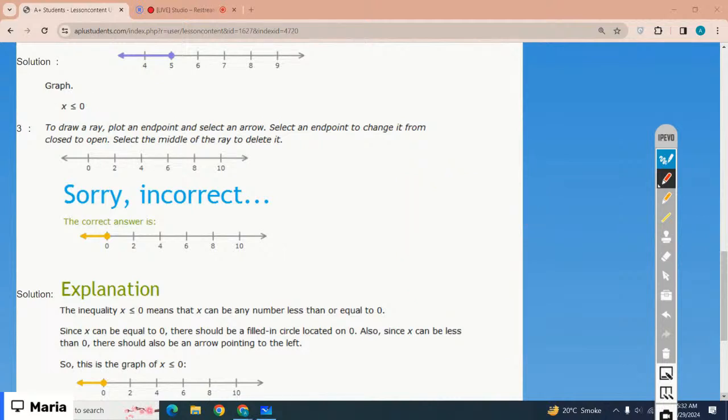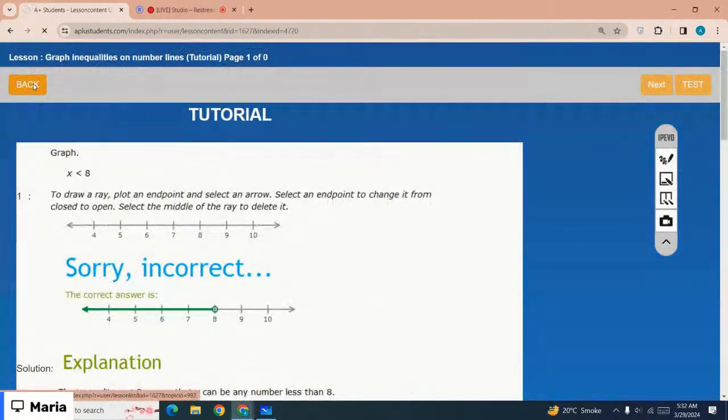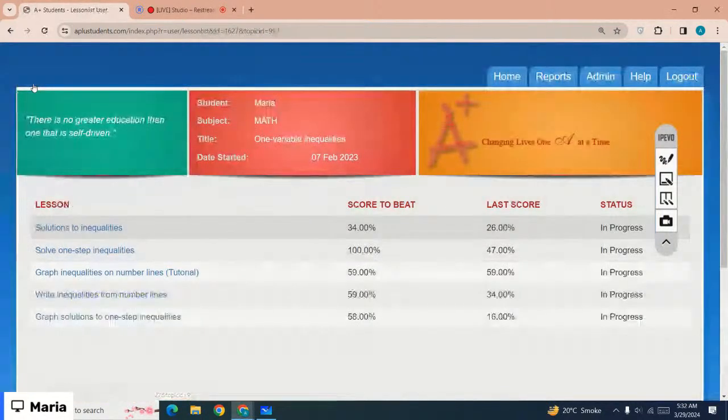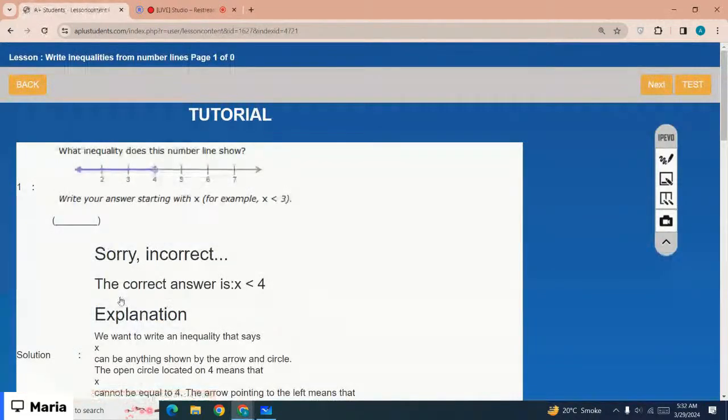Okay, let's just start with the next lesson. They are very easy, you just don't have to be confused. The next lesson is writing inequalities from number lines, right? Now you are given the number line. You have to understand the number line and write the inequality, right?